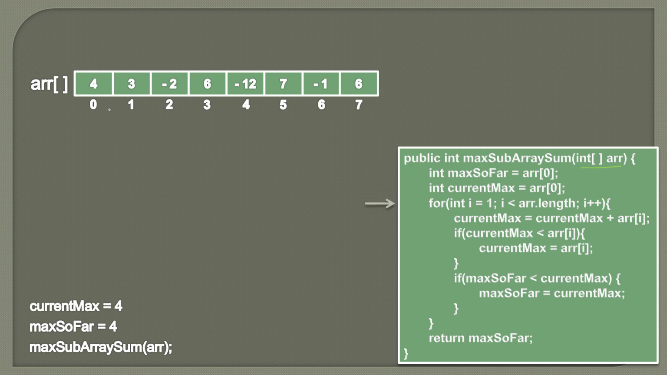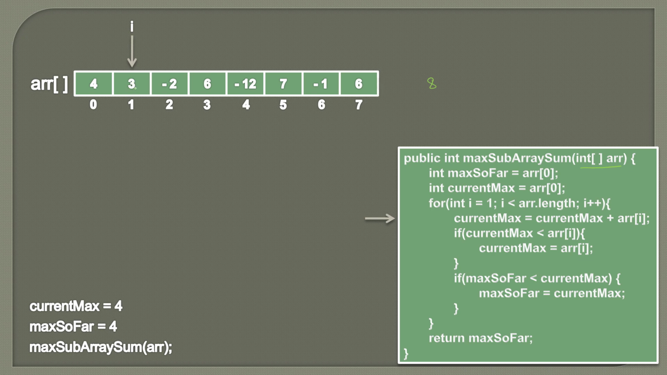Now the algorithm basically starts with the second element. So here i starts from 1 and goes till array.length. Here array.length is 8. So i will travel from 1 to 7 because 7 is less than 8.